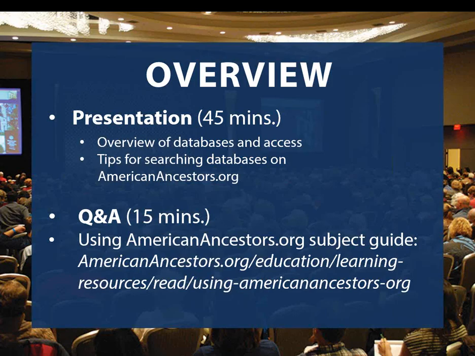So, as you may be aware, AmericanAncestors.org currently holds more than 1.4 billion, that's billion with a B, searchable records, with new databases and names being added each week. Today we'll go over the scope of those databases, what types of records they include, what geographical regions and time periods they cover, and what is unique to our site.